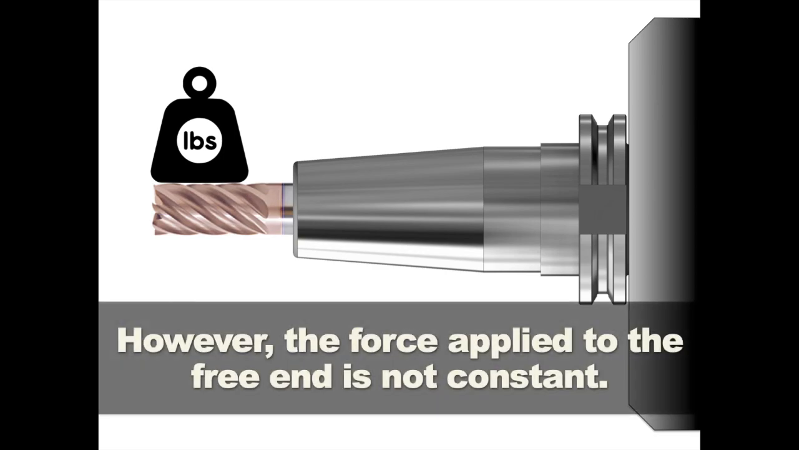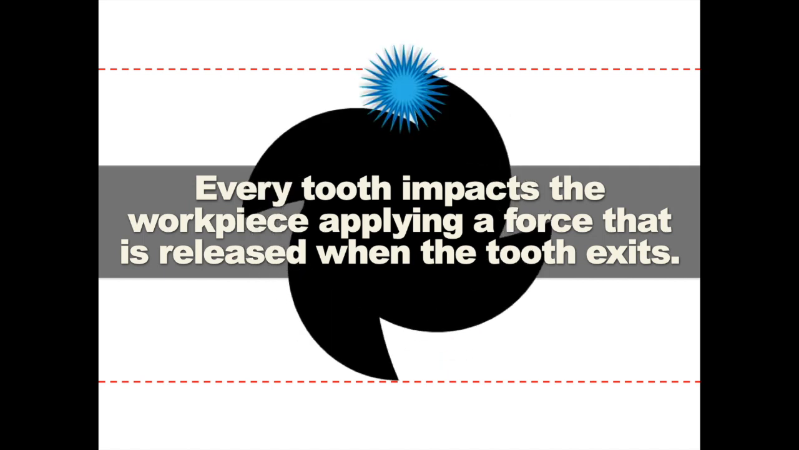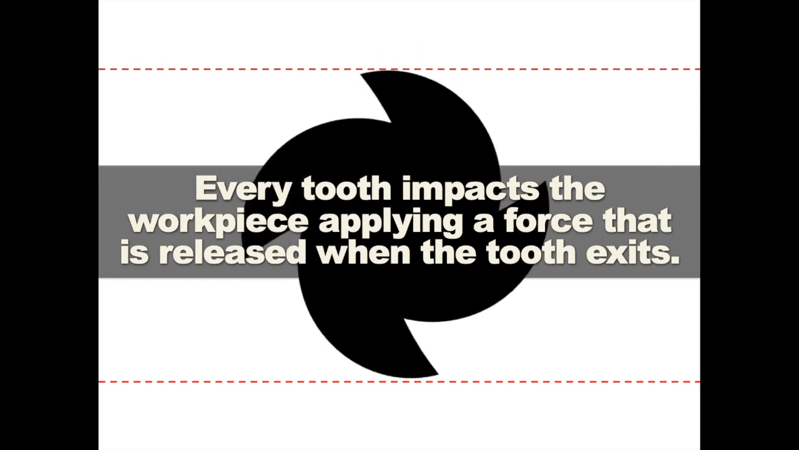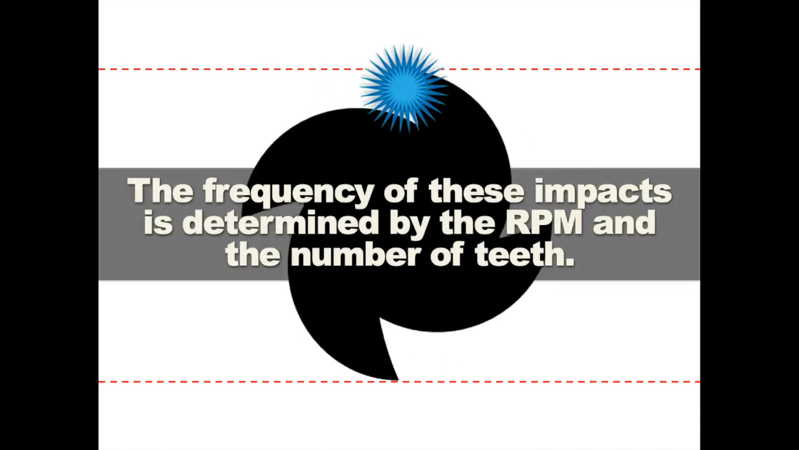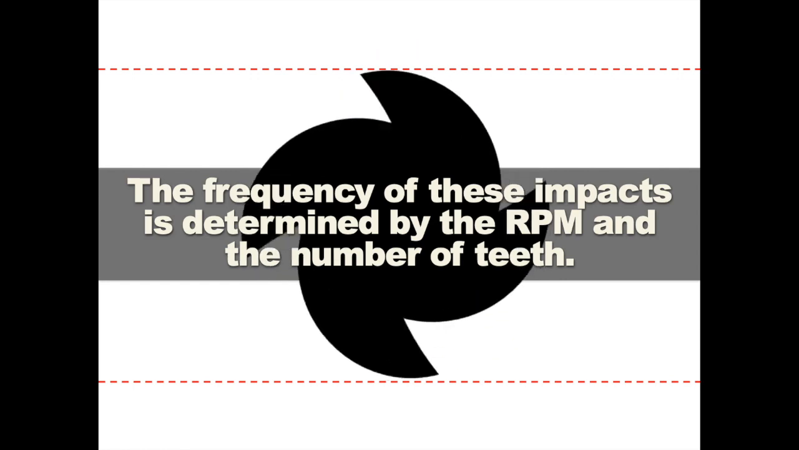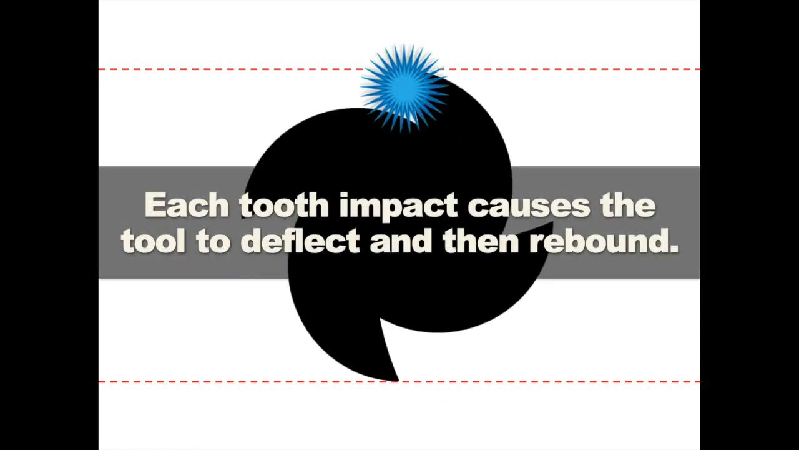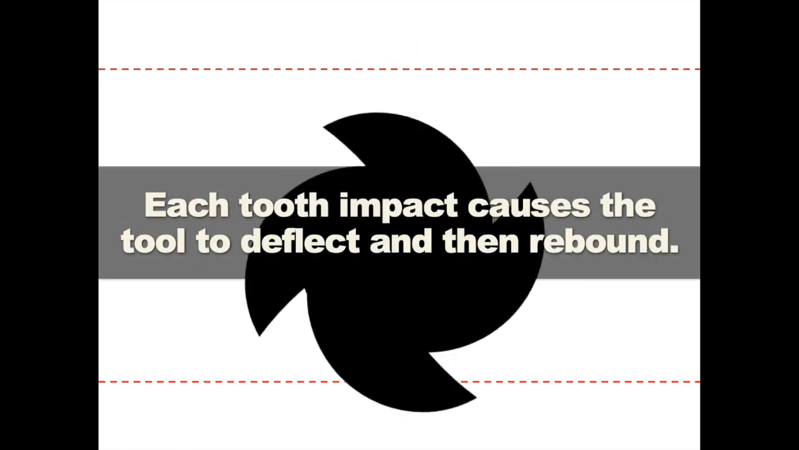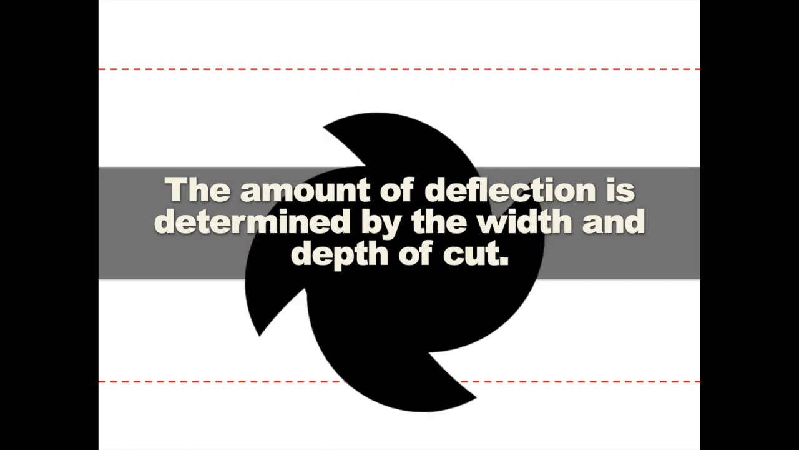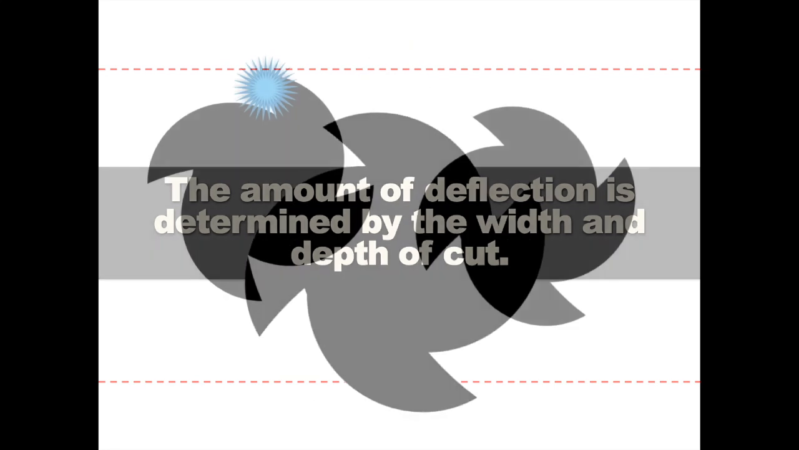However, the force applied to the free end is not constant. Every tooth impacts the workpiece, applying a force that is released when the tooth exits. The frequency of these impacts is determined by the RPM and the number of teeth the cutter has. Each tooth impact causes the tool to deflect, and then rebound when the tooth exits. The amount of deflection and speed of the rebound is determined by the width and depth of cut, coupled with the flexibility and damping of the tool assembly.